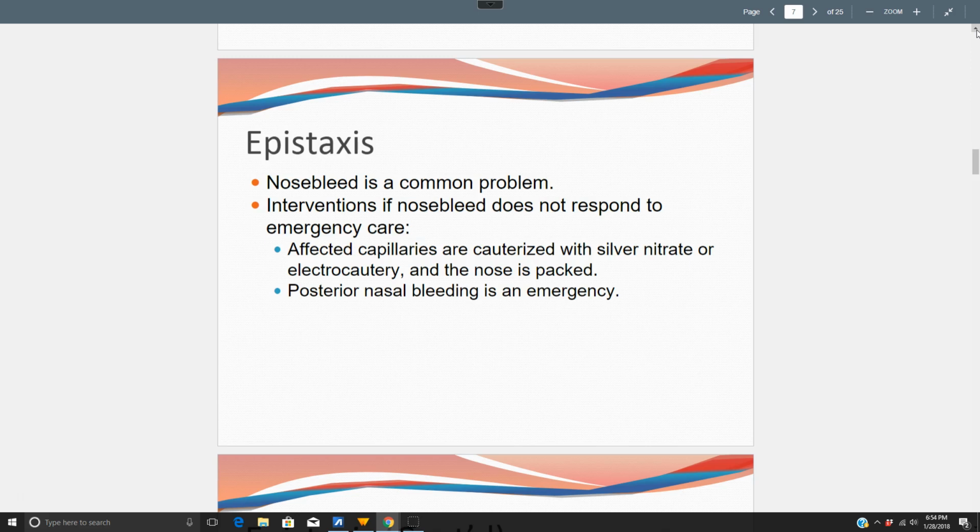So if this happens in the hospital, obviously document the amount and the color of the blood, and obviously take your patient's vital signs. If they've had a history of this, it's important to ask the patient how many times a week or a month nosebleeds occur, how long they last, and what may have precipitated the issue from occurring.